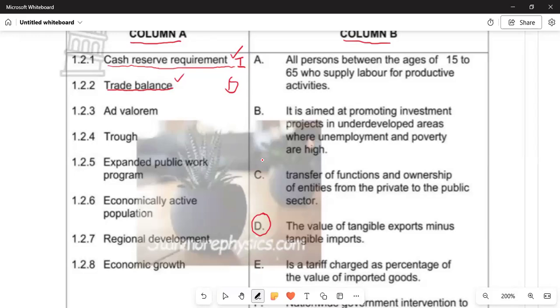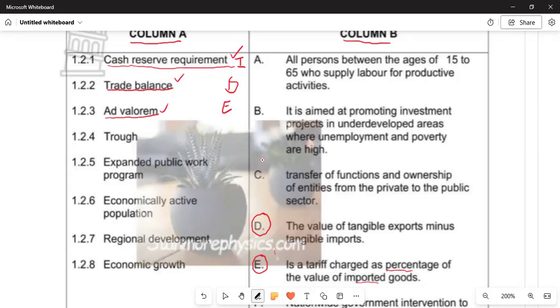So now we are moving on, and then we come to the ad valorem. So now we want to see the description here in column B that is going to match our ad valorem. So that is E. The correct answer is E. So the ad valorem is a tariff charged as a percentage of the value of imported goods. So the correct answer is E.